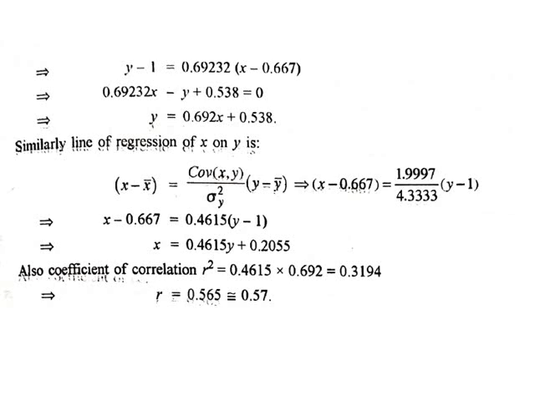Similarly, for the line of regression of x on y, this is the formula for the regression line of x on y. So we put all the values here, and on simplification we get this result. Also, if you multiply the slopes, because in the first, y on x, the slope is 0.692 and in the second the slope is 0.4615. These are the regression coefficients. If you multiply these two, we get r square. On the positive square root, it gives approximately 0.57 as the correlation coefficient.